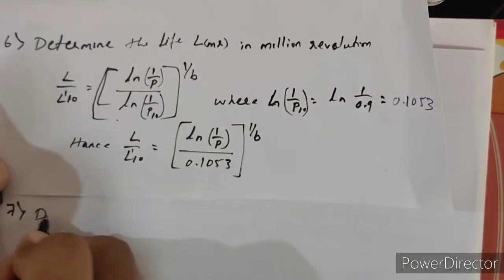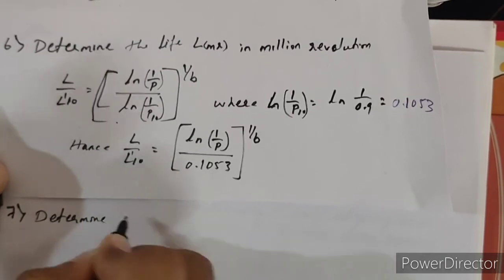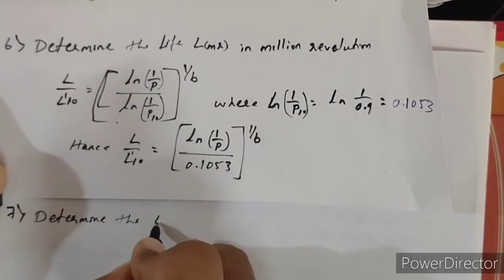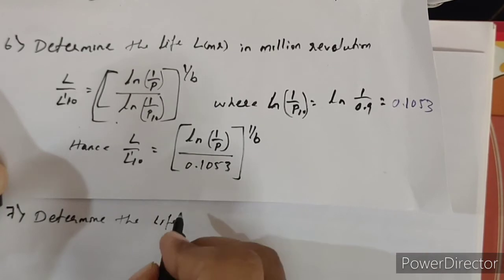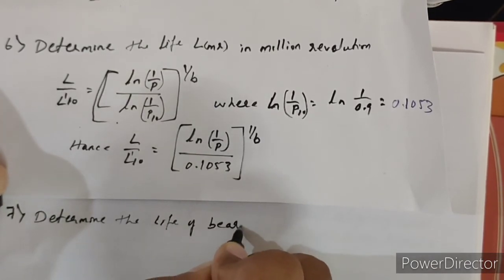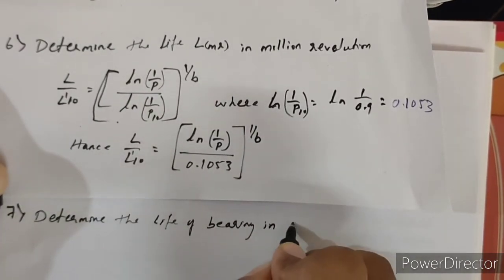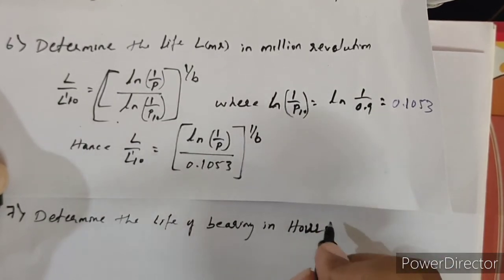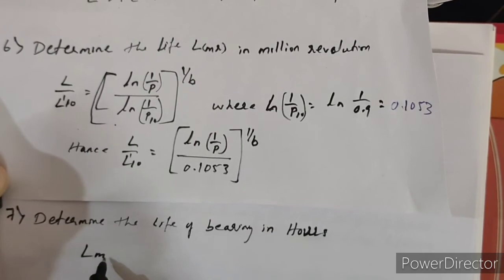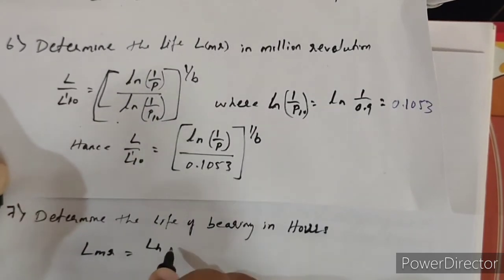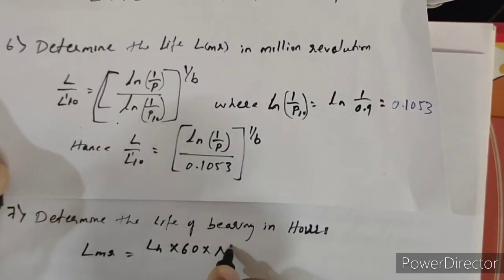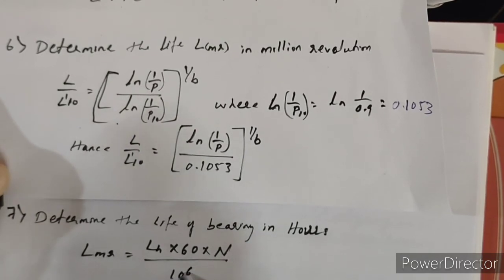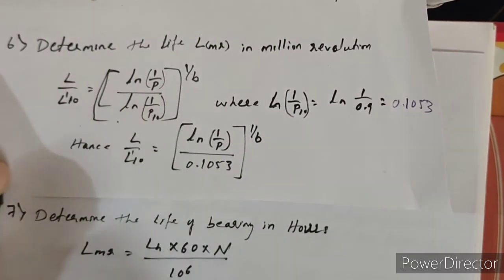In the last step we are going to determine the life of the bearing in hours. So the life of the bearing in hours is given by the equation LMR equals LH into 60 into N divided by 10 raised to 6. Here LH gives the life in hours, N is the speed.